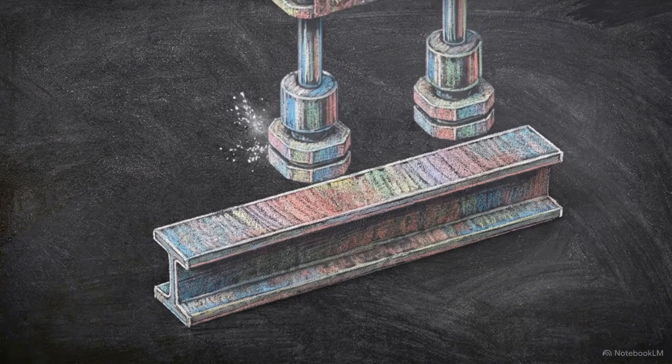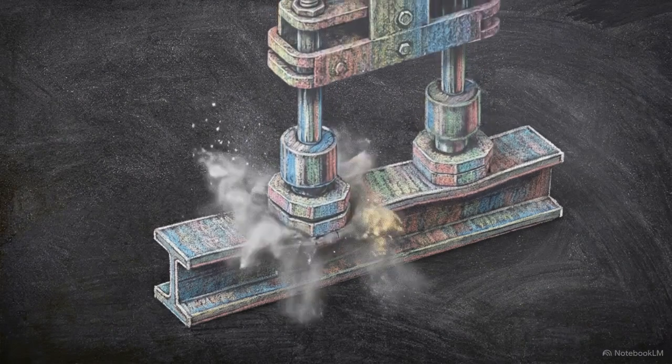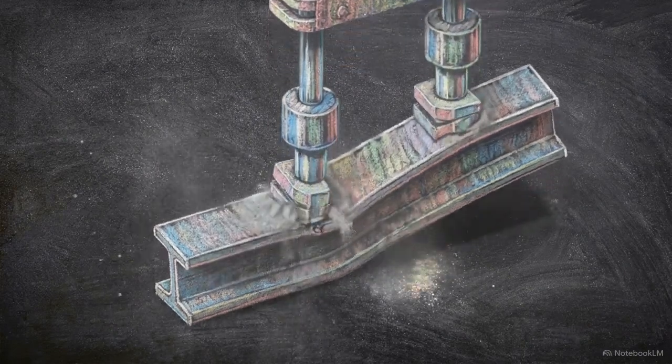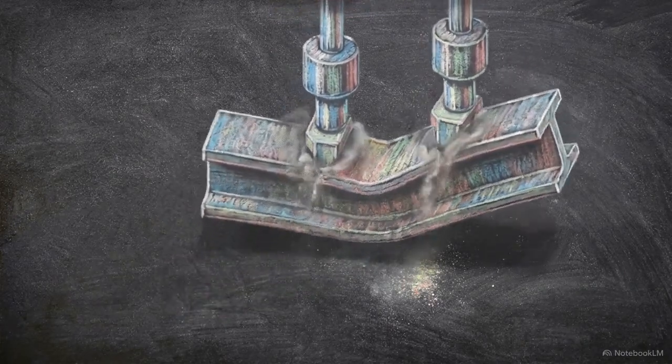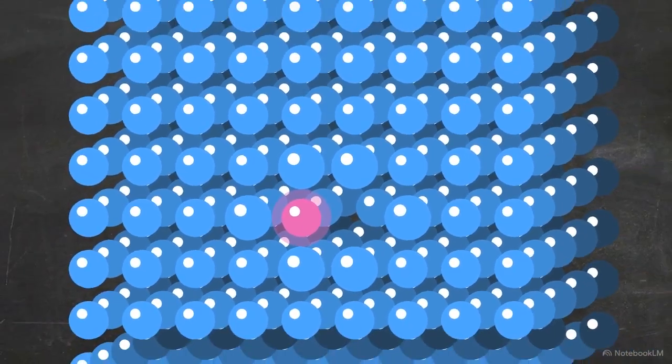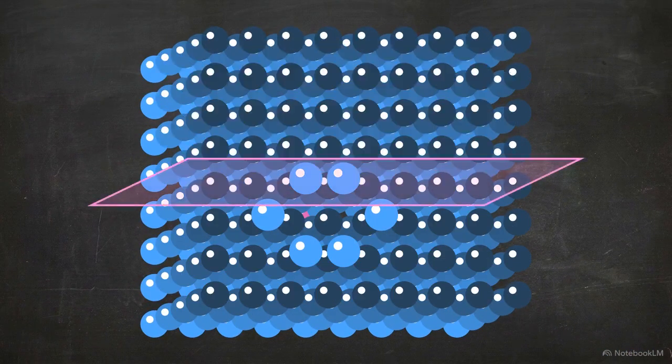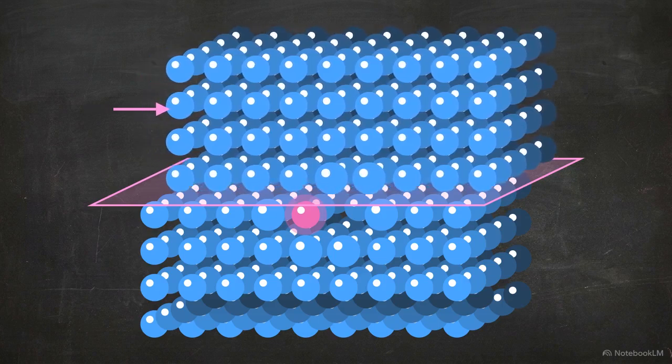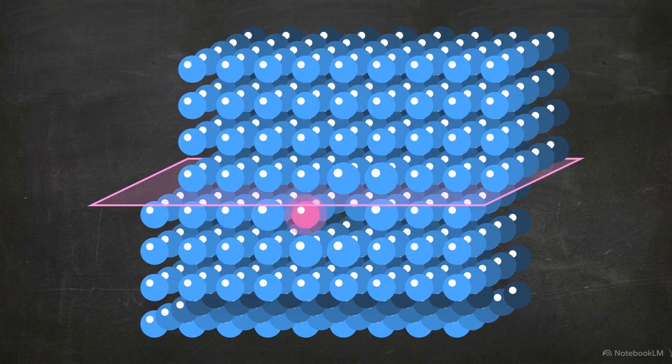Look at a solid steel I-beam bending under massive industrial pressure. It yields and deforms, but it does not snap. This malleability emerges as microscopic errors migrate through the crystal lattice. These line defects are called dislocations. They act as moving boundaries that allow entire planes of atoms to shear and slip.